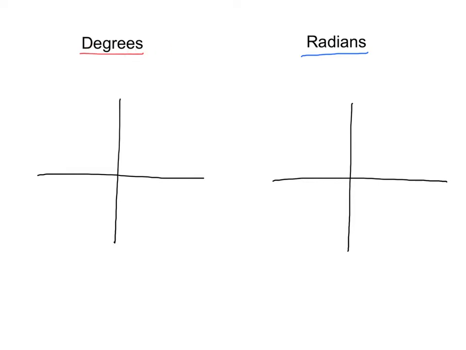Let's say this is our starting point right here. As we move to the left, here in degrees, we get to 90 degrees. If we continue halfway around, we get to 180 degrees. Moving forward, 270 degrees. And once we get right back to where we started, that's 360 degrees.